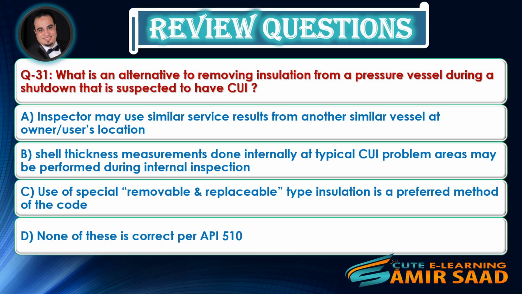Question number 31. What is an alternative to removing insulation from a pressure vessel during a shutdown that is suspected to have corrosion under insulation? Answer is B.